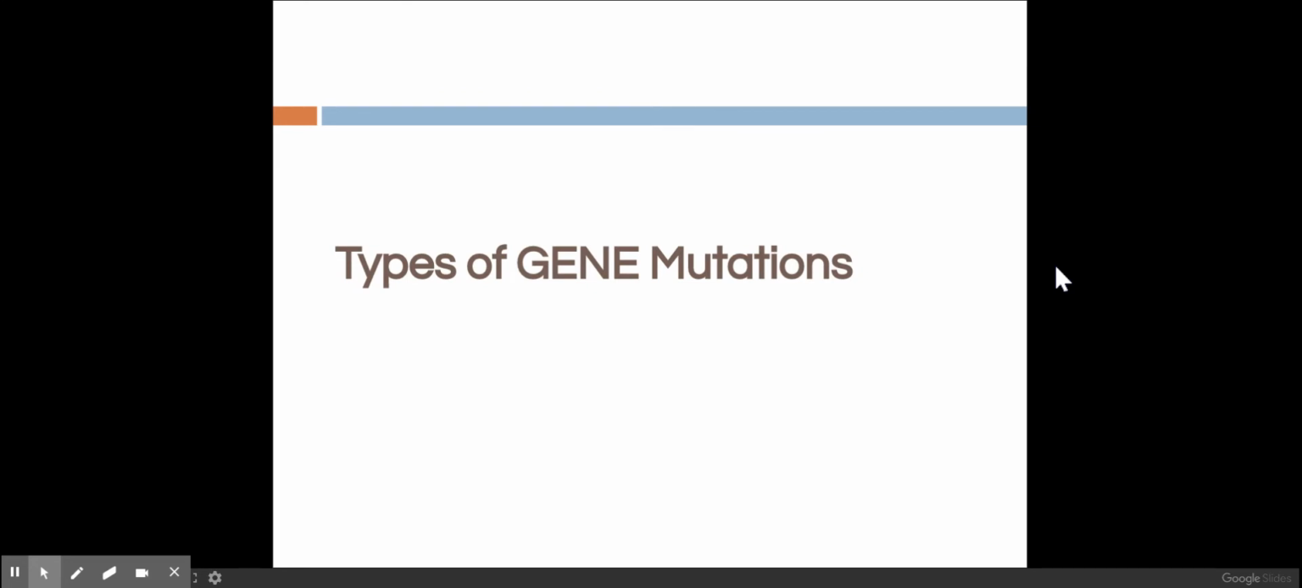So let's talk about the different types of mutations. And today we're focusing on gene mutations. So those are at the DNA level, the A's, T's, G's, and C's. In a later lecture, we'll talk about something called chromosome mutations, and that's kind of like a larger scale.